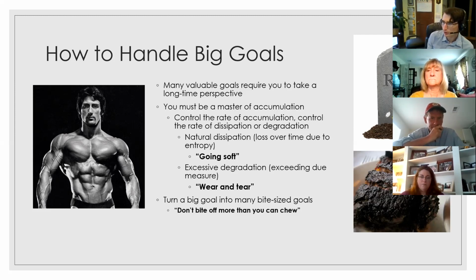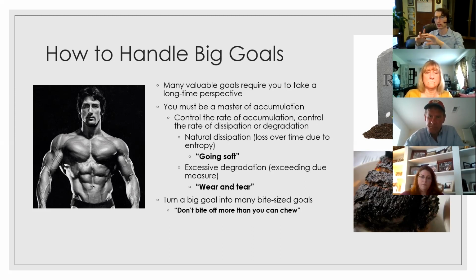So how is it done that you achieve one of these goals that requires you to work over a very long period of time, basically run this marathon? I say that you have to be a master of accumulation. And when you are accumulating skill, for example, there is a rate at which you are taking things in, which you have to control in opposition to a rate at which you are losing something or damaging something.